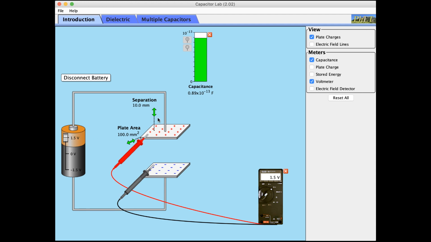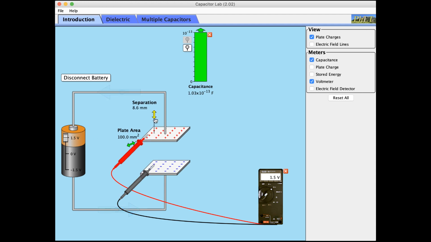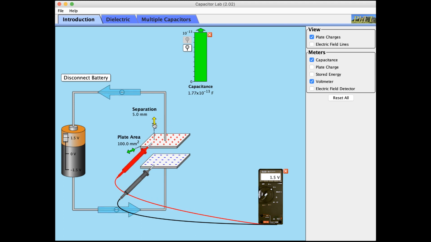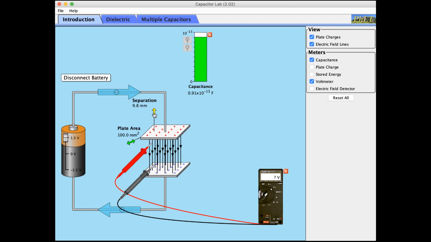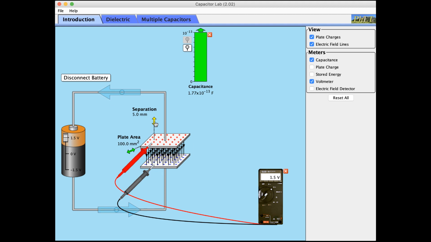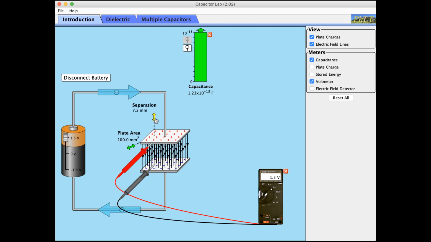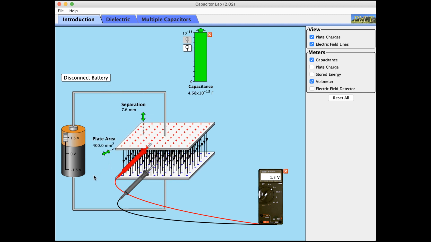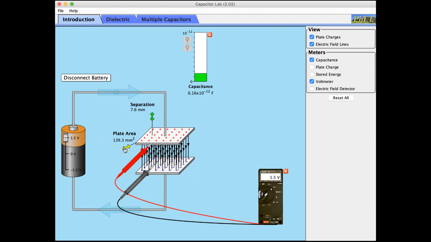Now if I move the plates closer together, see the capacitance goes up. The voltage stays the same because it's attached to the same battery. It doesn't actually change the voltage. The capacitance goes up because they're closer together, and when we think about it, when they're closer together, the electric field gets stronger. There's more electric field, so there's more energy stored. Okay, so when they're closer together, you get more charge. If I have larger plates, I can store more charge on them, and the capacitance goes up again. I have to zoom out here. If I shrink the plate, the capacitance goes down.